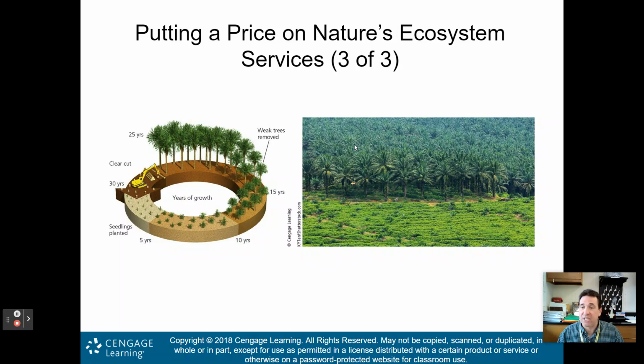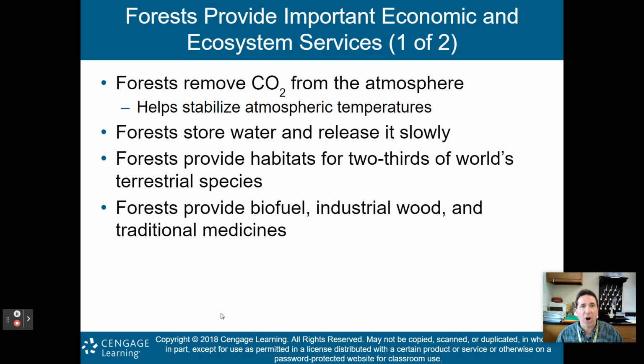You want to use these palm trees to produce oil, right? That then you can sell. But unfortunately, what has happened is it produced a monoculture, or just one type of tree, which reduces your biodiversity. And again, that's what we're seeing happening around the world with our forests.